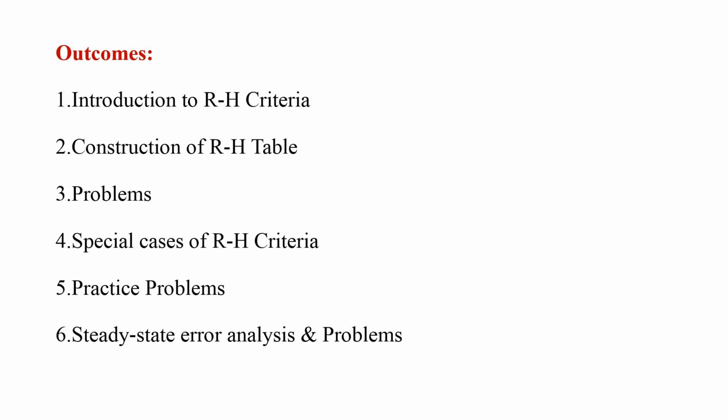Coming to outcomes from this lecture, first one is the introduction to RH criteria, and second one is the construction of RH table, and third one is the problems for finding the stability by using the RH criteria, and fourth one is the special cases of RH criteria, fifth one is the practice problems for finding the stability by using RH criteria, and finally sixth one is the steady state error analysis and problems for finding the steady state error for a given system. These are the major concepts or major outcomes from this lecture.